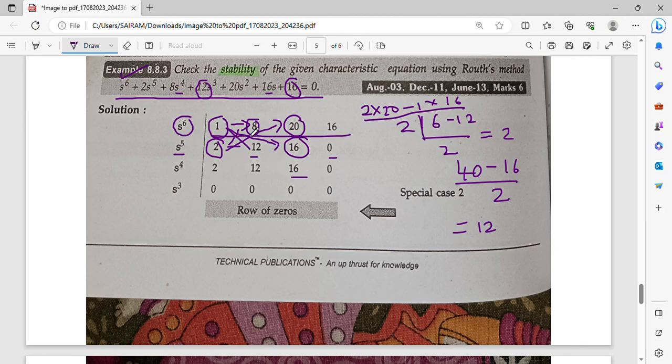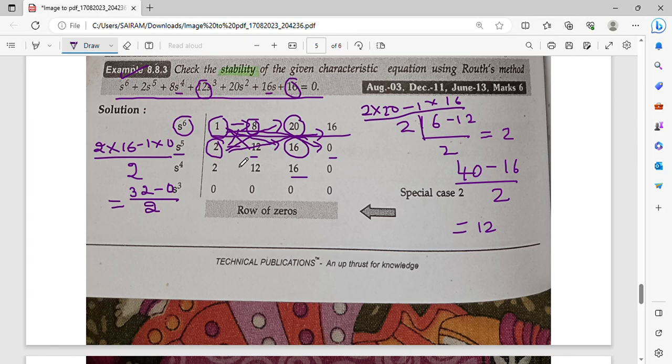It is 2 into 16 and 1 into 0 divided by 2. Right? So it is nothing but 16 2s are 32 minus 1 into 0, 0. So whole divided by 2, which I can say is 16. Correct? Yes. So in the same way, when we do s power 3, what is coming, everything is coming 0.